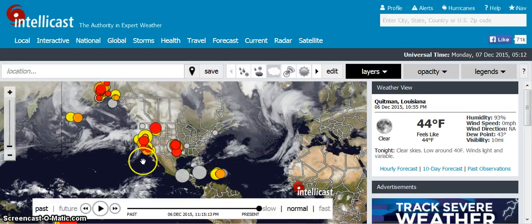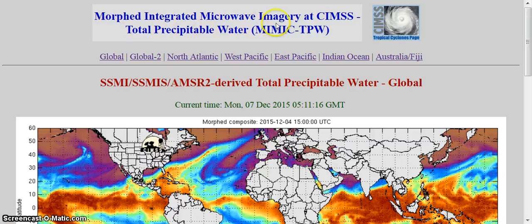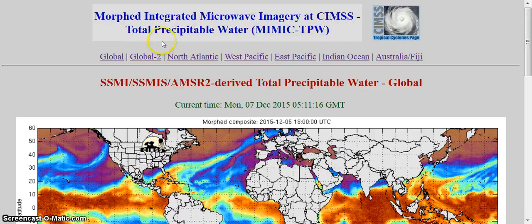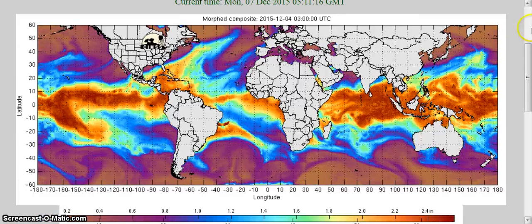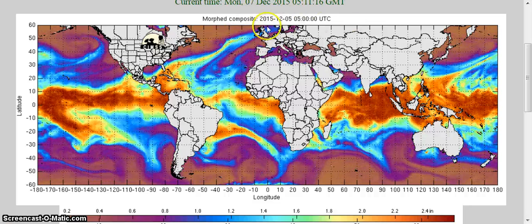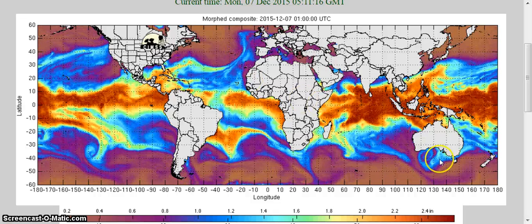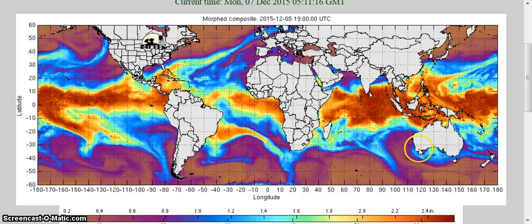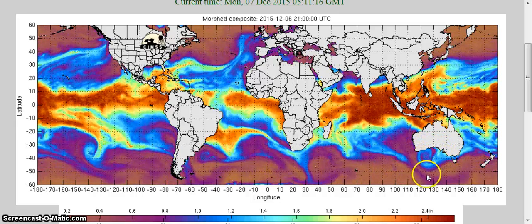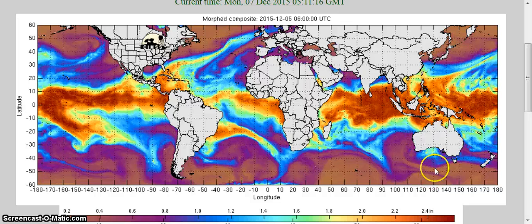So then I'll show you kind of how my brain works. The next thing I decided to look at was this, the morphed integrated microwave imagery, total precipitable water on the global scale. I find this quite interesting. Right up here is the timestamp as it's moving. And then I saw over here in Australia, I thought this looked kind of cute, this little crescent roll here that's winding up. But there's a strange little flash down here. You'll see it in just a minute.